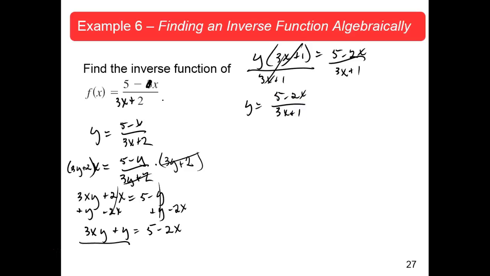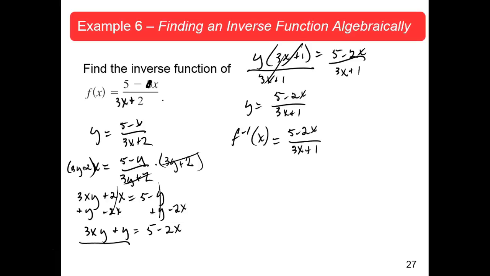Next step is just about as easy as the first step. Well, the second step. Except now, what does that y represent? F inverse. Not f, but f inverse. Because we swapped everything. So this is now f inverse of x is equal to 5 minus 2x over 3x plus 1. Okay? Are we through?